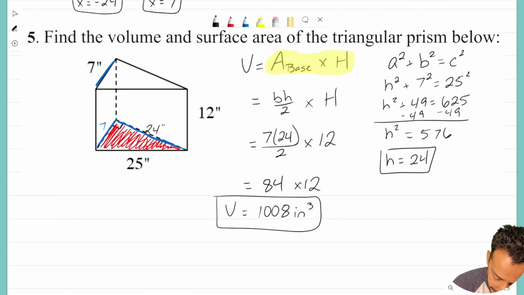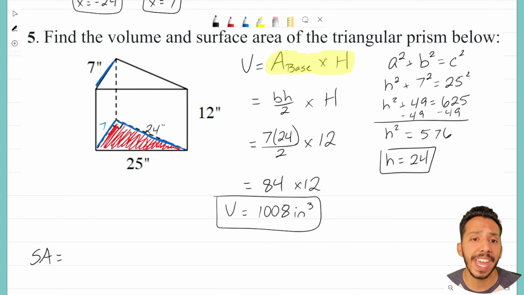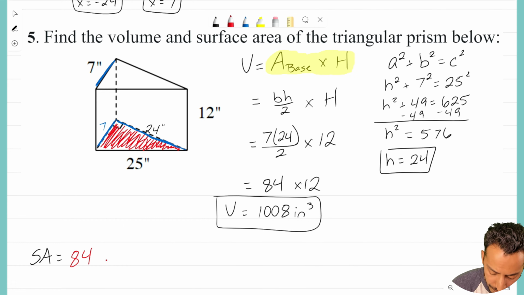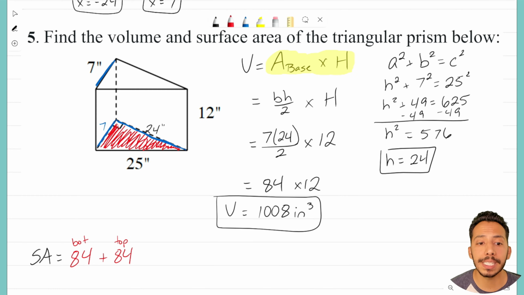The last step now is we need to find the surface area of that prism. That means we need to find the area of all the sides. Well, I already found the area of the bottom. We found it when we did our volume, right? We know the area of that red triangle there. We know that it is 84 inches squared. I also know that that is the same as our top triangle, so I'm going to add another 84 in as well. I'm going to label this bottom and top, just so we know what sides we're finding so far, okay?